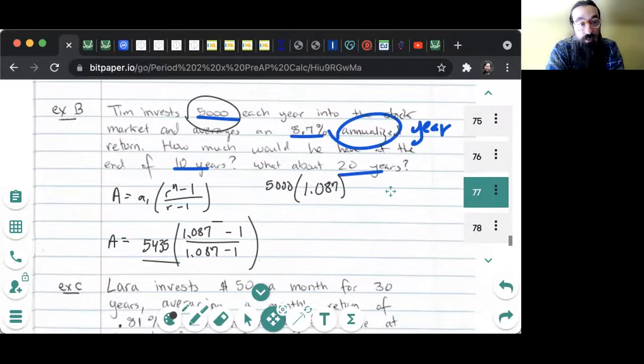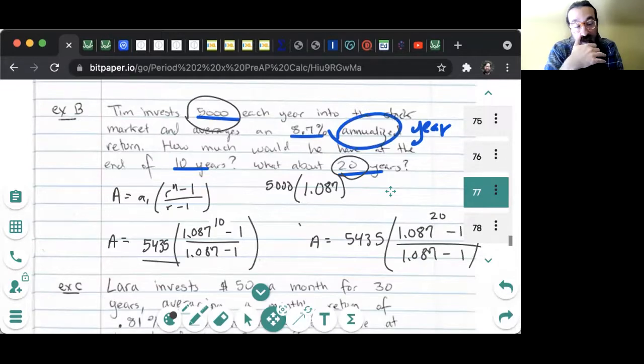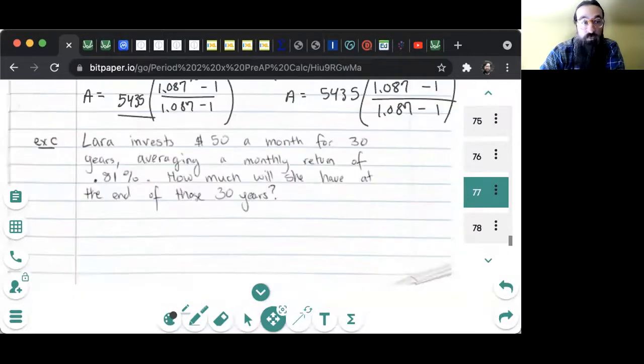5435 is what we got. And 10 years because it's in years again. So super simple formula once you understand how to use it. And here it is again for the second part. And what's the only thing that's going to change in the second part? The fact that it's 20 years instead of 10 years, right? Great. So we'll keep going, get an answer in for that.